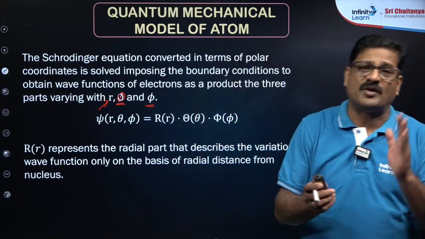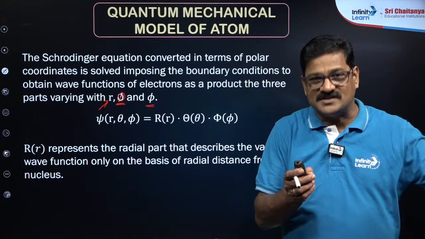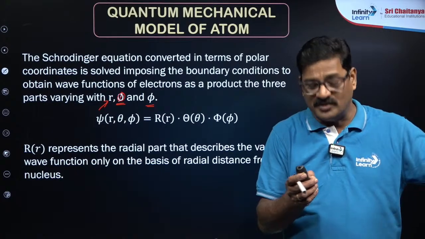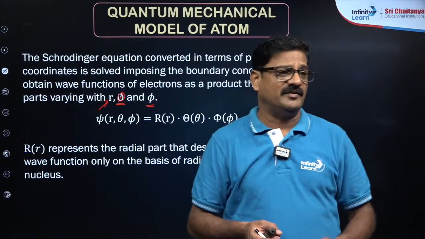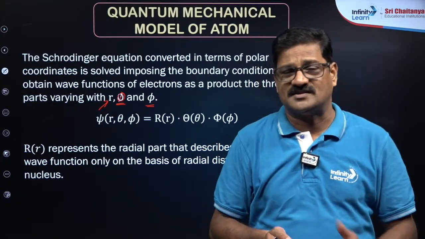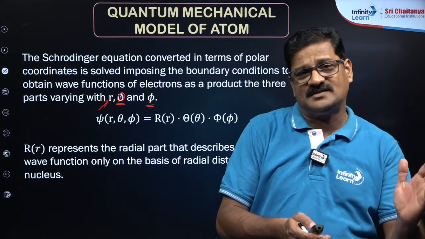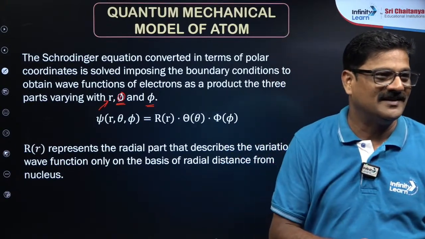The radial probability function tells how much distance an electron is probably found from the nucleus. And the angular probability function tells what is the angle that the electron makes with respect to one axis, okay?